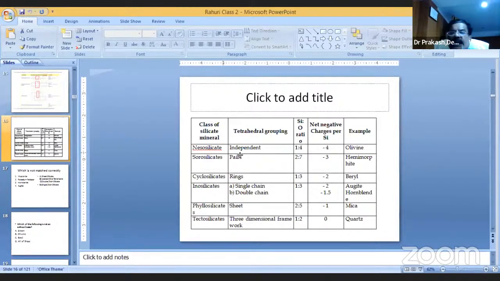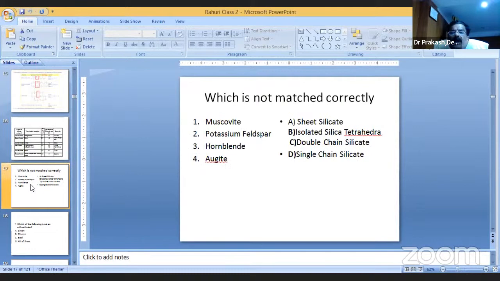Examples are, for nesosilicates, olivine. In case of sorosilicates, hemimorphite. Cyclosilicate, beryl, a gem variety. In case of single chain, it is augite. Double chain, it is hornblende. Sheet, mica. Three-dimensional framework, quartz. So this is the information that I wish to pass on to you. Now we'll come to it. Which is not matched correctly?